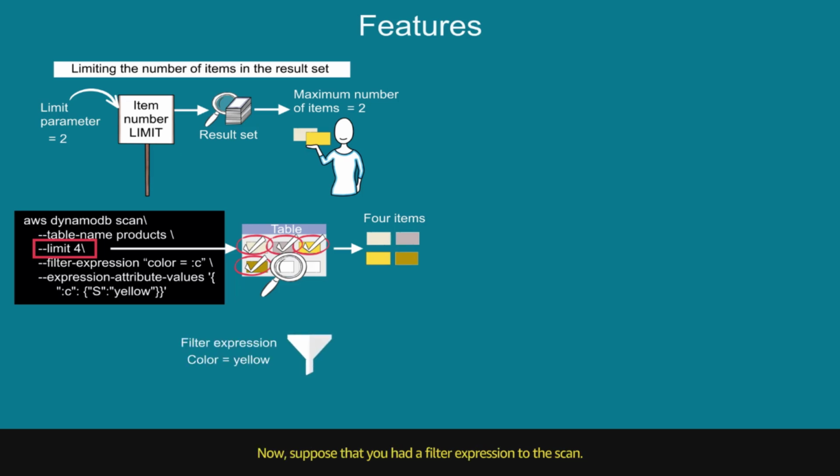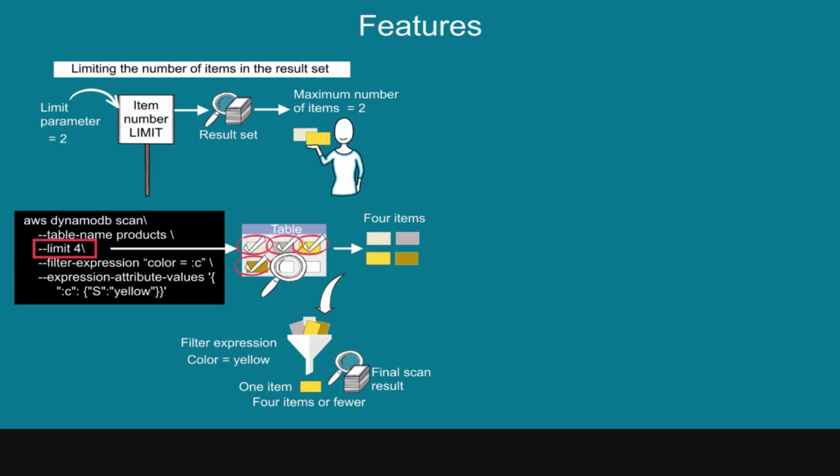Now suppose that you add a filter expression to the scan. In this case, DynamoDB applies the filter expression to the 4 items that were returned, discarding those that do not match. The final scan result contains 4 items or fewer, depending on the number of items that were filtered.